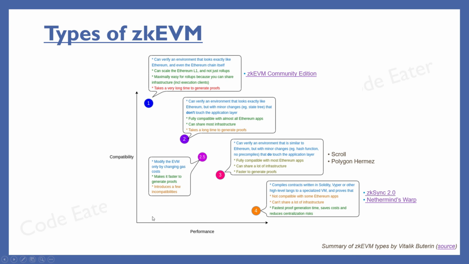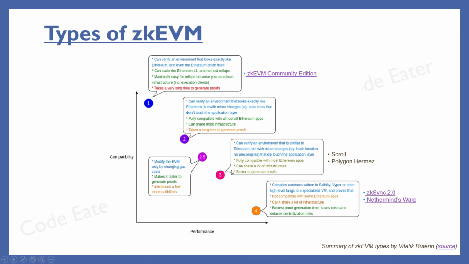Performance is pretty low, which means it is very slow, so it will take a long time to generate the zkProof. If you go to type 2, it is less compatible, in a middle ground, and 2.5 is also in a middle ground. But if you come to type 3, that is Scroll and Polygon Hermez, you can see that they are faster in generating the proof, but they are less EVM compatible, meaning their compatibility as compared to the first one is pretty low, right?